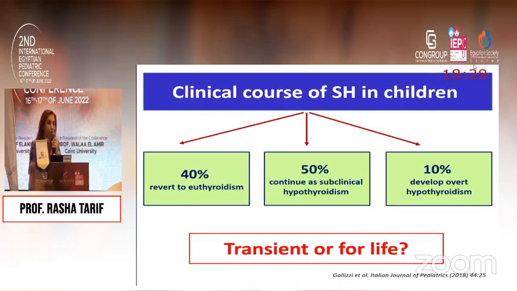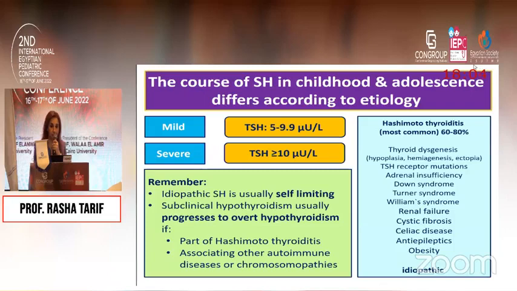Now, looking at the clinical course of subclinical hypothyroidism in children, about half of the cases continue as subclinical hypothyroidism. 40% revert to euthyroidism and only 10% develop overt hypothyroidism. So the majority will either resolve or continue in the subclinical phase. And the course of subclinical hypo differs according to etiology.